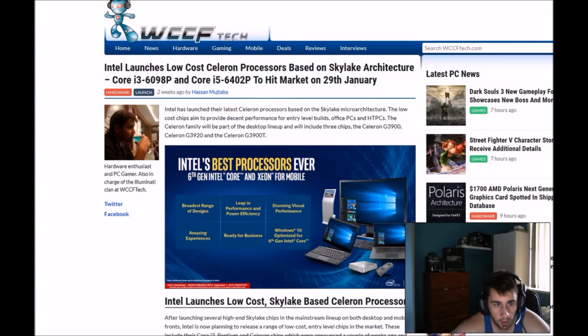So Intel launches low-cost Celeron CPUs based on Skylake architecture, Core i3-6098P and Core i5-6402P to hit market on 29th January. Intel has launched their latest Celeron CPUs based on Skylake microarchitecture. The low-cost chip aims to provide decent performance for entry-level builds, office PCs, HD PCs.